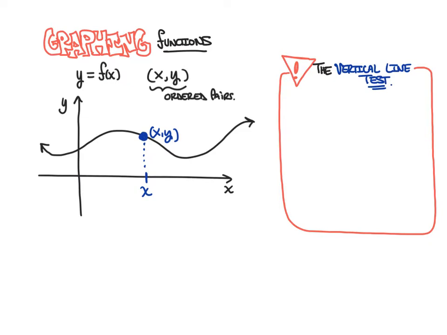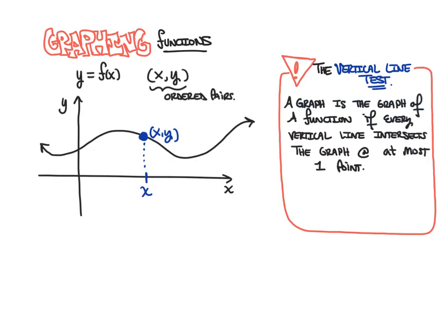So when you actually graph a function, there's this test called the vertical line test that helps us determine if it's a function or not. And here's what the test says. It says that a graph is the graph of a function if every vertical line that you can put on the graph intersects it at most one point. This ensures that every input only has one output.